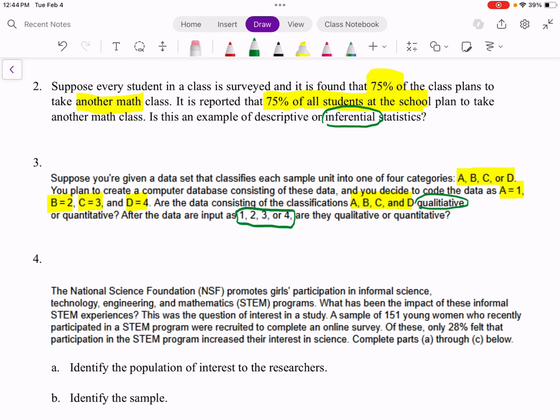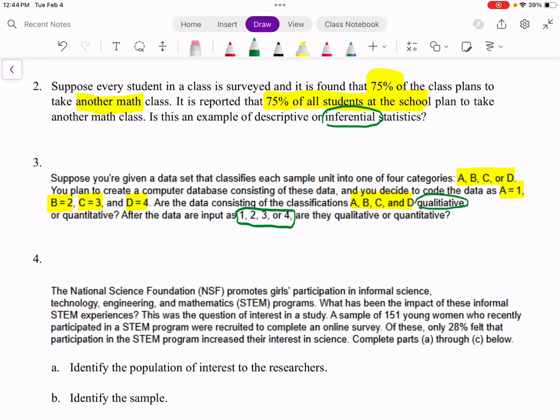Now, it does have the phrase "after the data are input as." What will be the best option here? I will go with the majority of you. Do you want to use qualitative or quantitative? Qualitative. Okay.